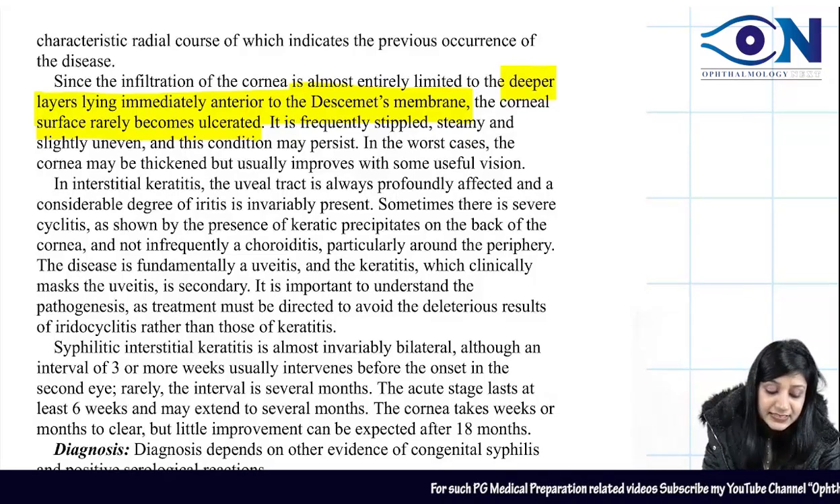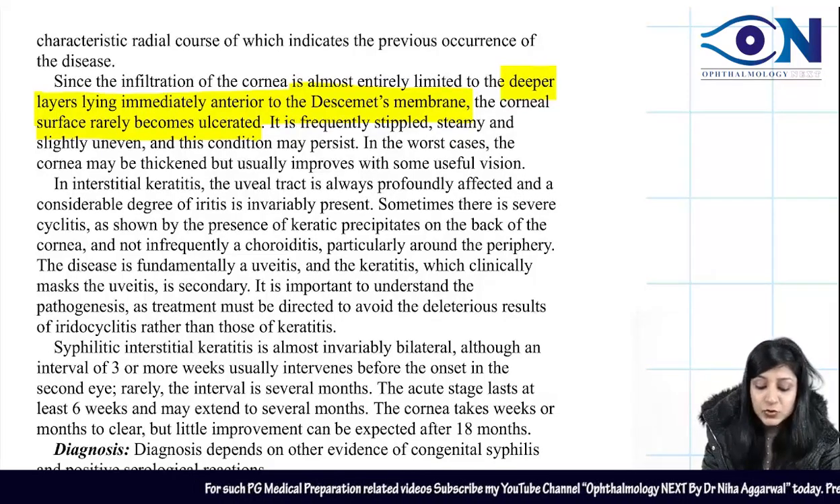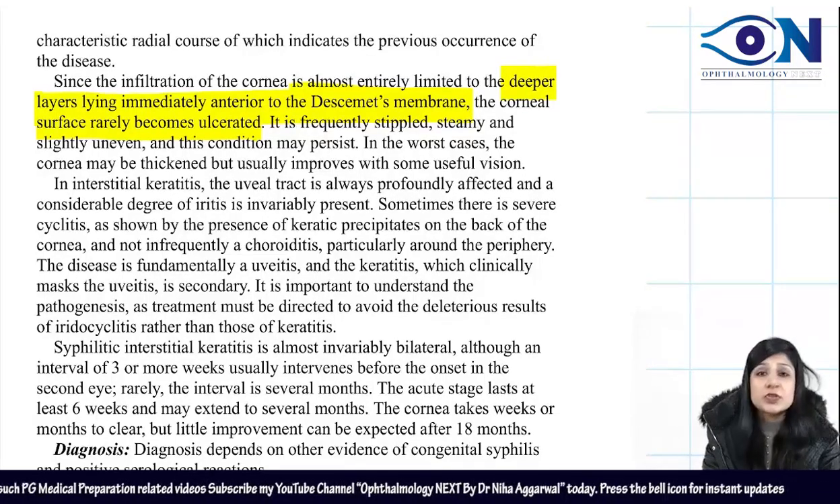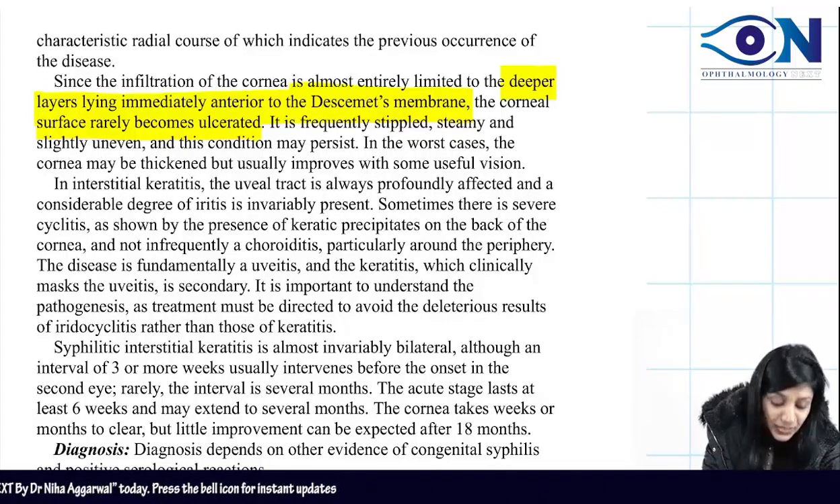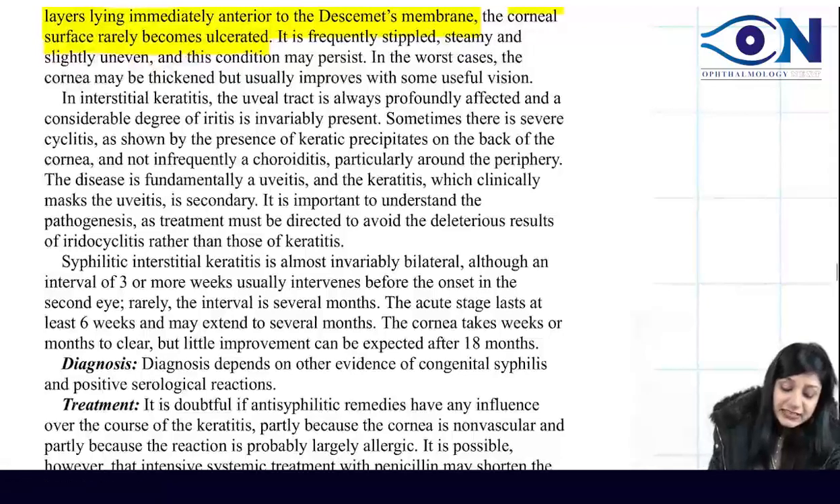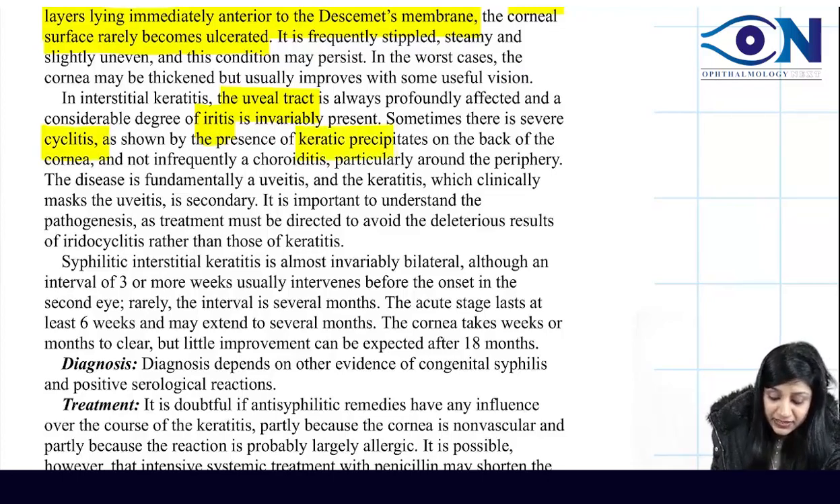In the worst cases, the cornea may be thickened, but usually improves with some useful vision, though mostly take into consideration that you are going to have the opaque cornea. In interstitial keratitis, another thing which is involved is the uveal tract. So you are also going to get the iritis. Sometimes there is cyclitis also. We can have the keratic precipitate.